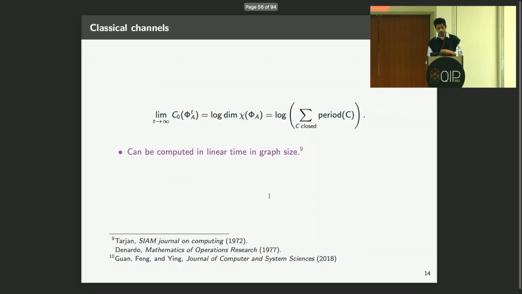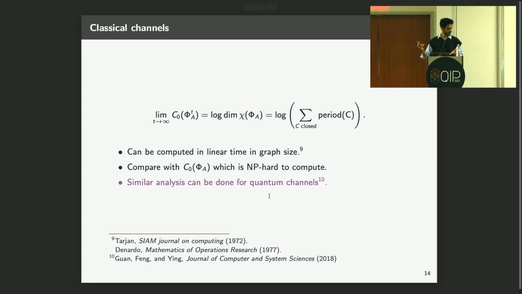And I should note that classically, there are efficient algorithms which can compute this decomposition into communicating classes. So all of this is very efficient. You can compute this. And in comparison with the finite time case, this single shot C0 phi A by itself is NP hard to compute. So there's a clear distinction that things are becoming easier in the long time limit. And similar things can be done for quantum channels as well. In this case, your classes would be some subspaces of your Hilbert space, but I don't know much about this actually, so I'll not go into this too much.